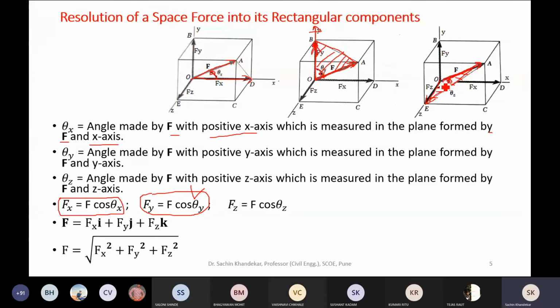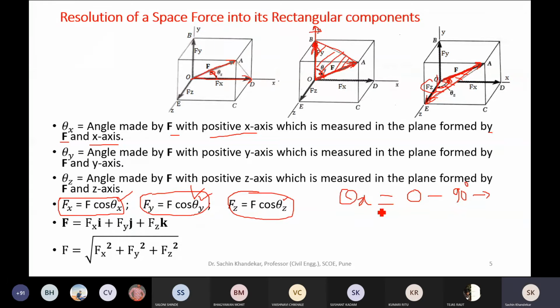Now, what should be the z component of this force F? Simply take the projection of F onto the z-axis. What should be the projected length? This projected length is Fz is equal to F into cos of theta z. So depending upon the values of theta x, theta y, theta z, for example, if the angle theta x is between 0 to 90, then that particular component will have a positive sign or a negative sign.